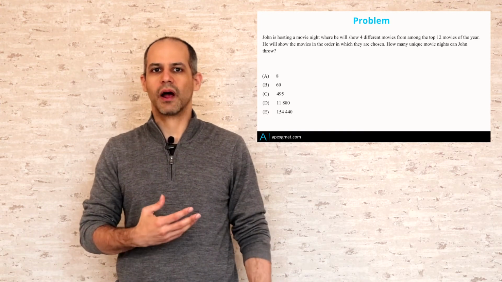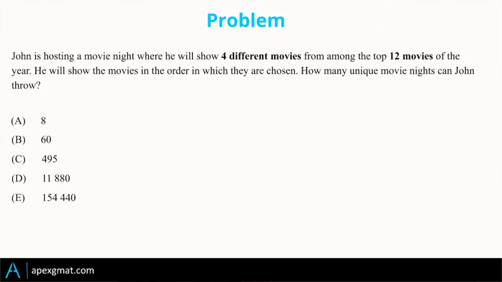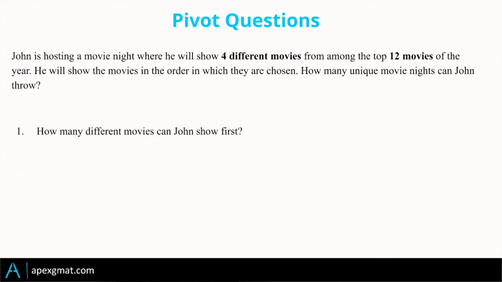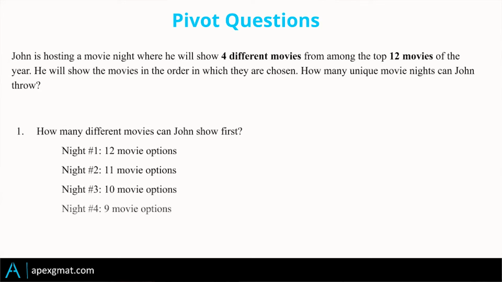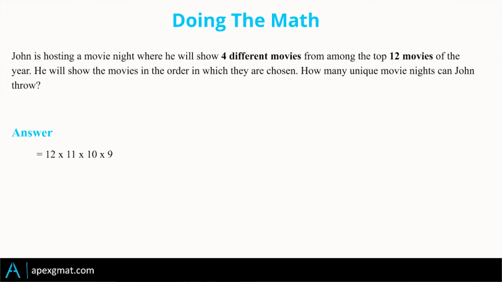So let's take a look at this problem. John's having a movie night. We need to ask ourselves a series of pivot questions. How many different movies can John show first? Well, there's 12 movies. He could show any of the 12, leaving 11 movies to be shown second, any of 11. Then 10, 9. So the answer is 12 times 11 times 10 times 9, or 11,880.